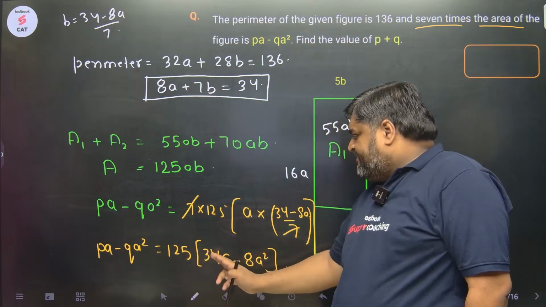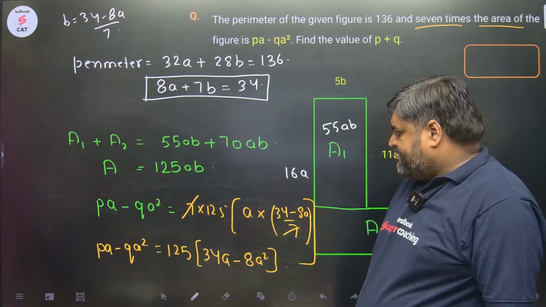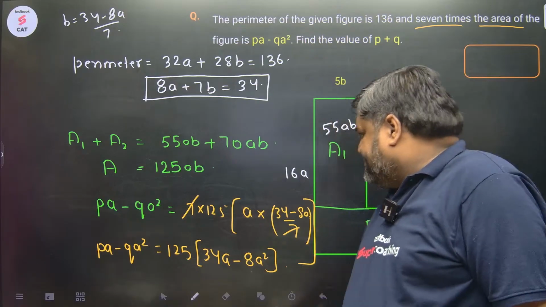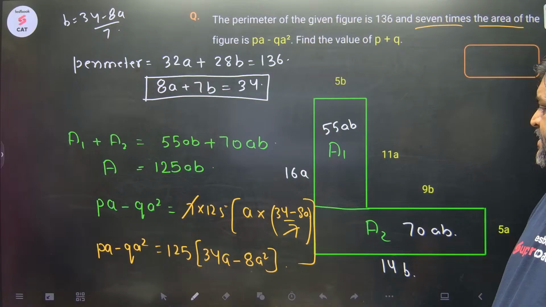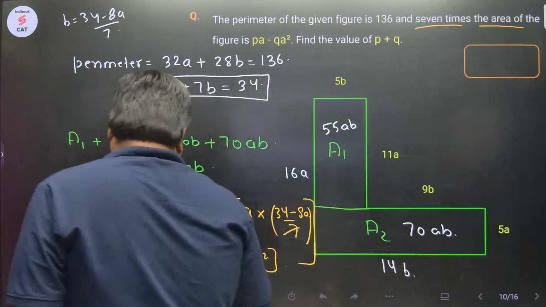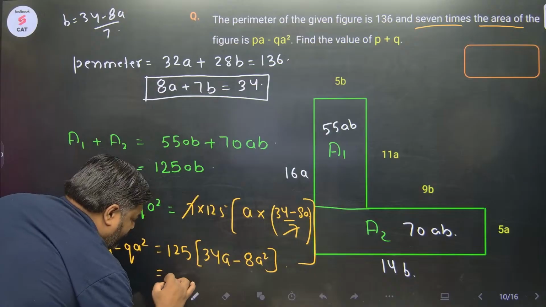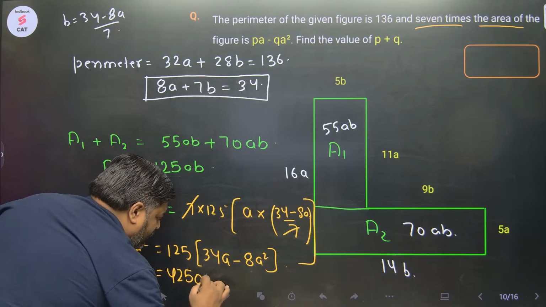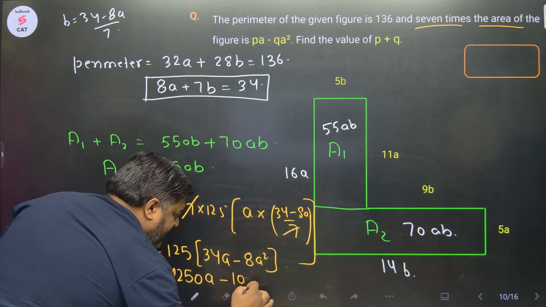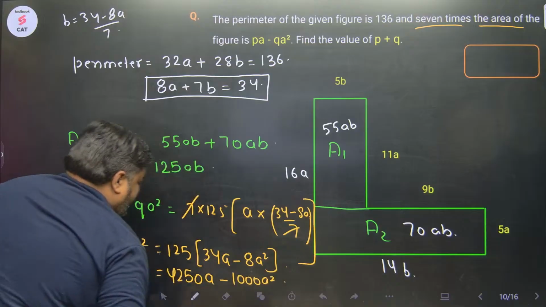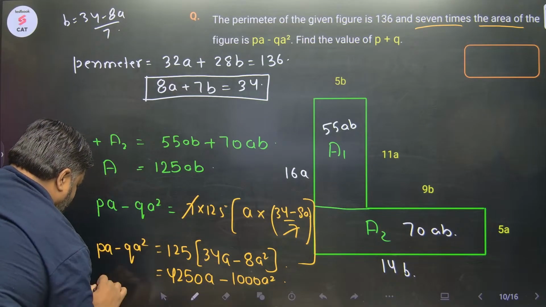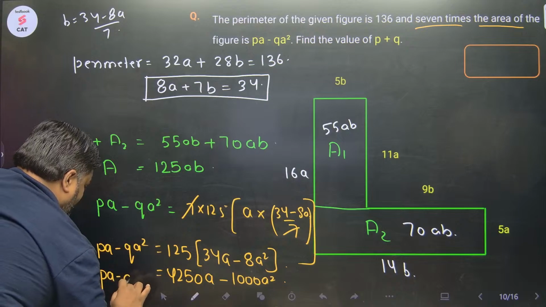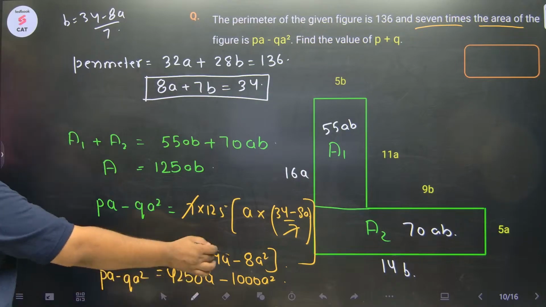Now 125 into 34 is how much? That is 4000, and 125 into 2 is 250, so 4250. So this is 4250A minus 1000A square, and this is PA minus QA square. You can compare the terms.